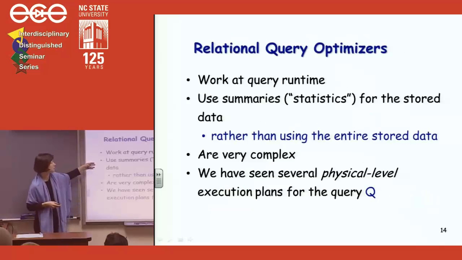Instead it uses so-called statistics on the stored data: the number of rows, the number of values in a column, things like this. Optimizers are very complex because a lot is at stake in finding an efficient execution plan. What we've seen are three so-called physical-level execution plans for the query. That means the definition of the query is always the same; we've just found several variations of executing this query.